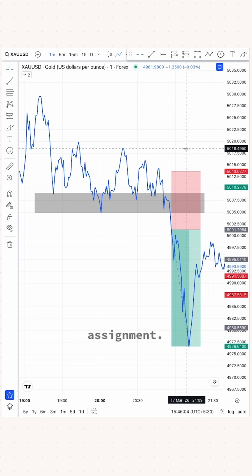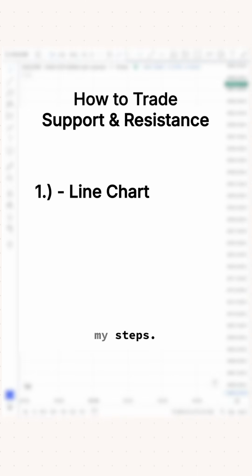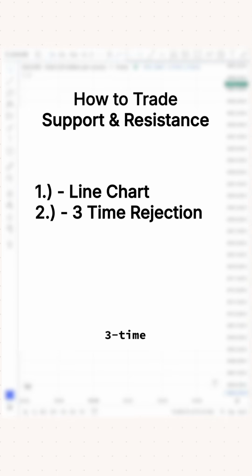So I am giving you an assignment. Do backtesting on any stock, crypto or forex chart. Just follow my steps. First, line chart. Second, 3 time rejection. Third, 1:2 risk reward. And you will see massive changes in your trading.